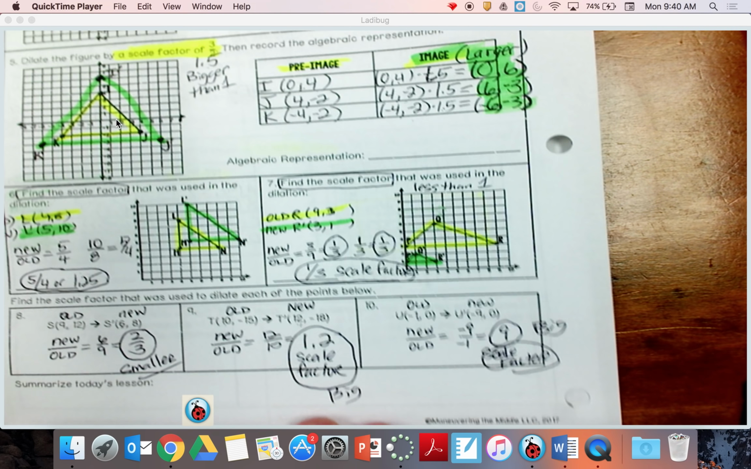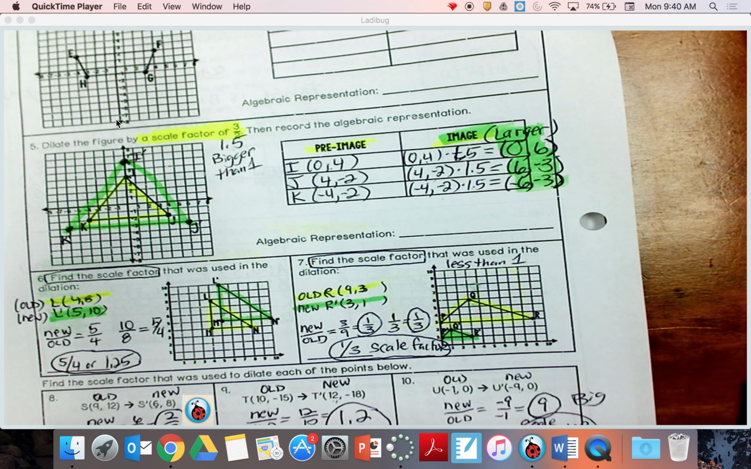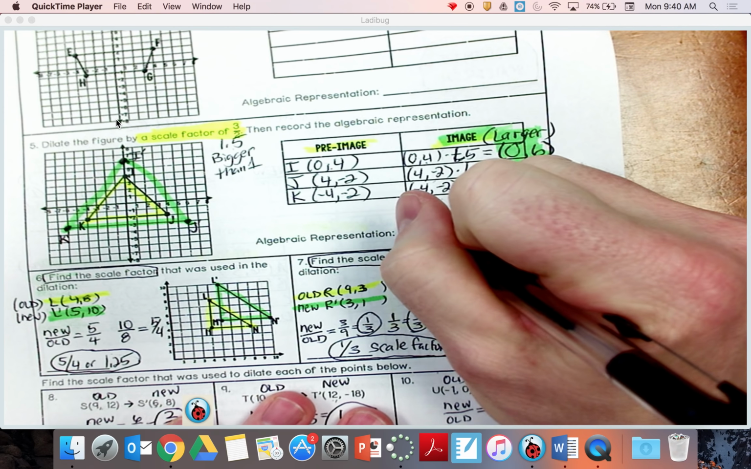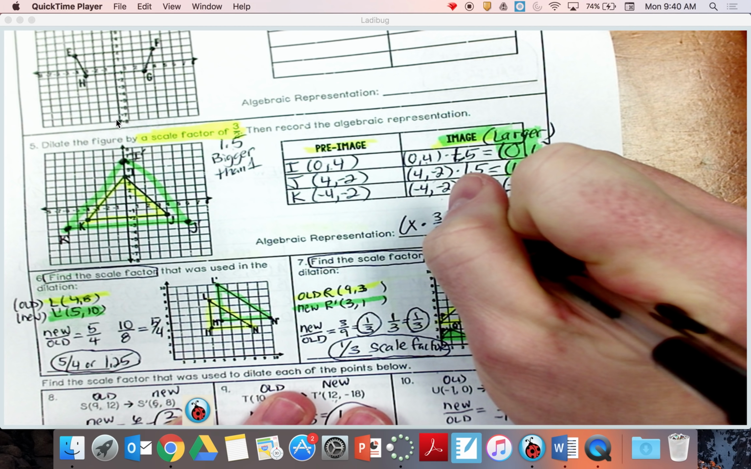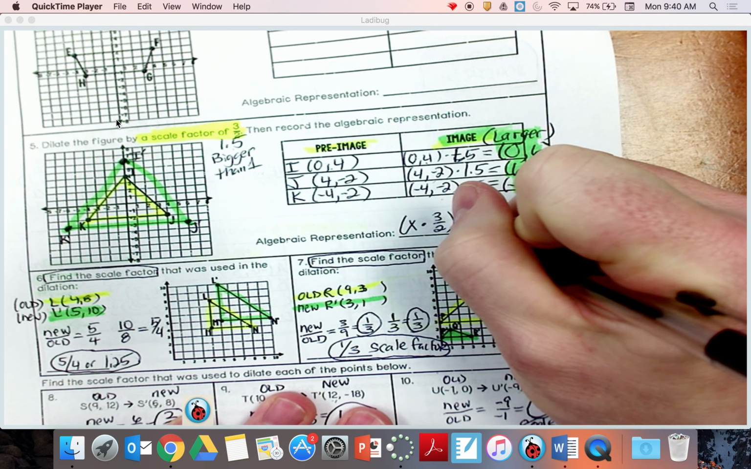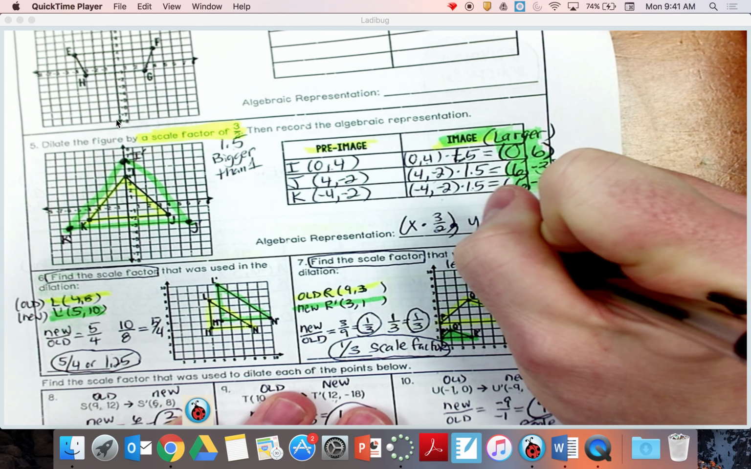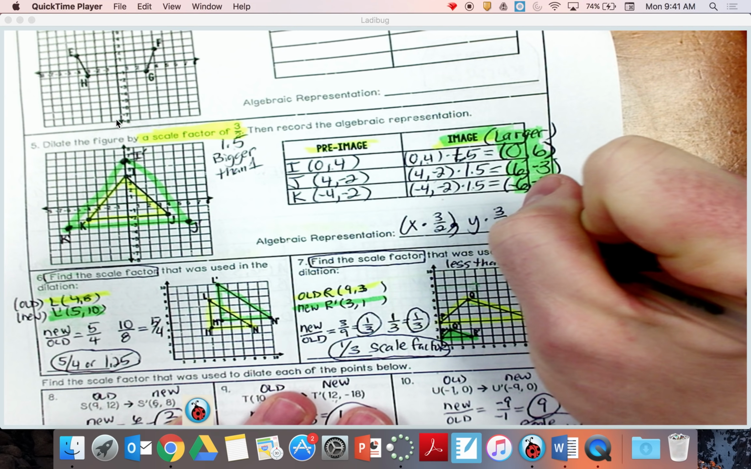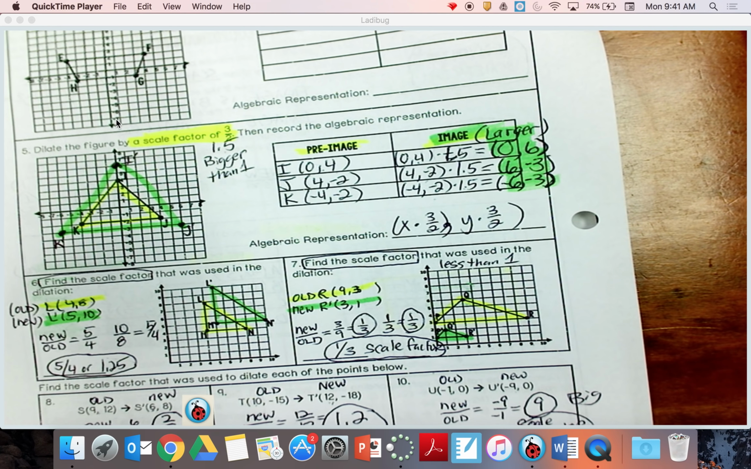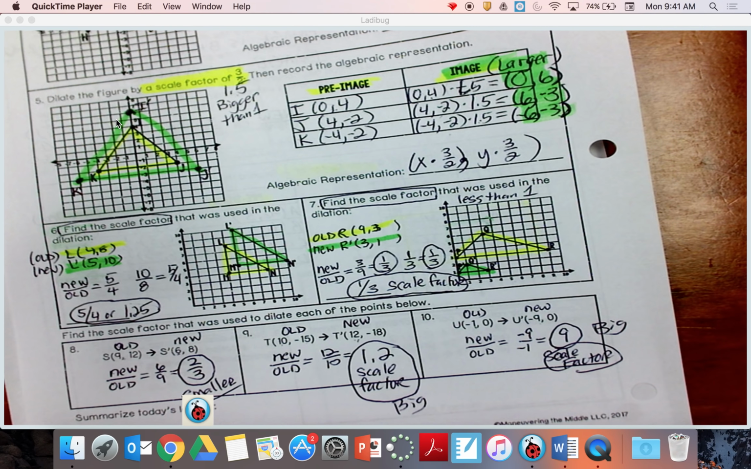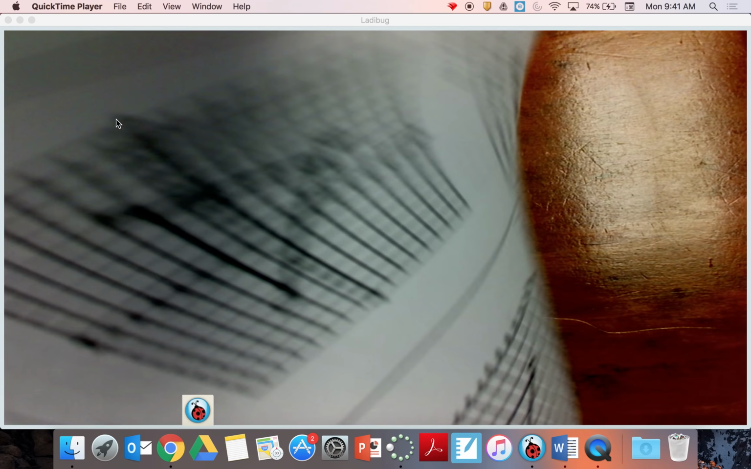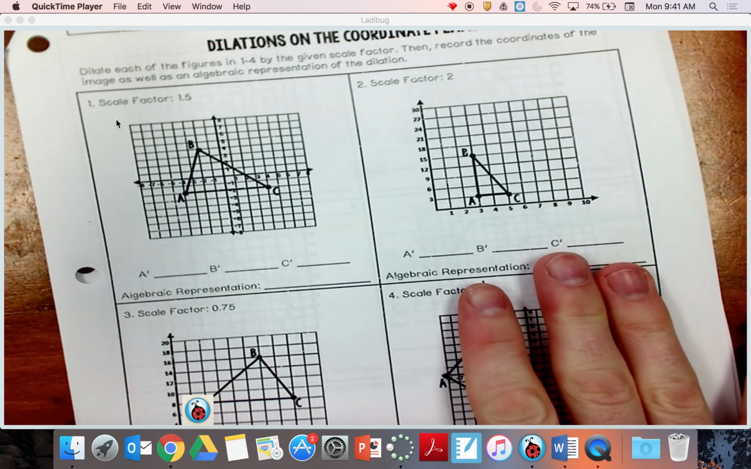So basically, just to recap, if you do number 5, you're taking your x values and you're multiplying them by the scale factor, and you take the y values and you multiply them by the scale factor, and that's basically what you get. When you do here, you're going to use your formula, the new divided by the old, and voila, you get your solution.